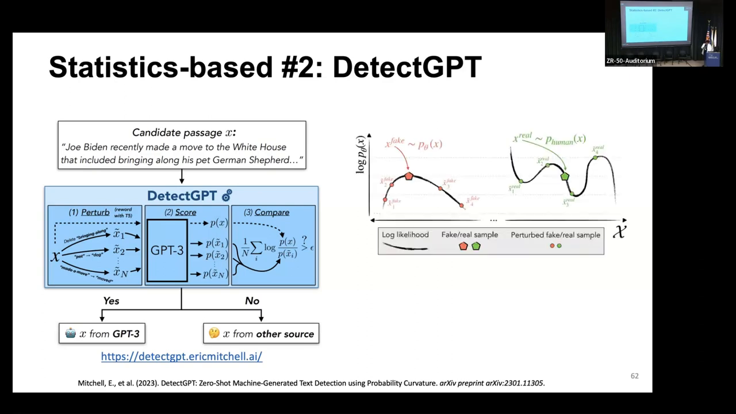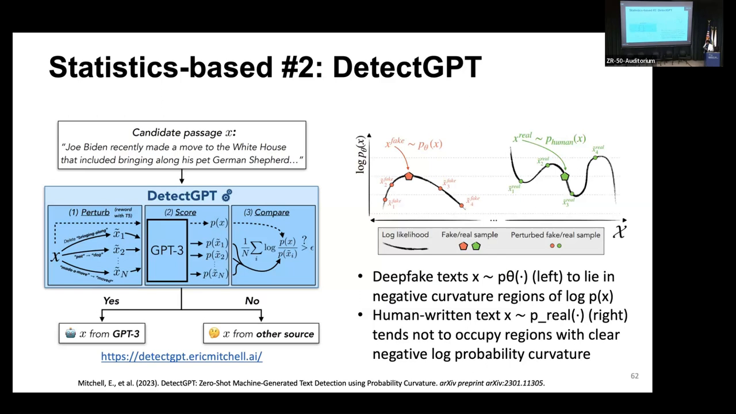So they find that deepfake text tends to lie in the negative curvature of the log probability, while human written text tends to lie in the more positive log probability curvature.